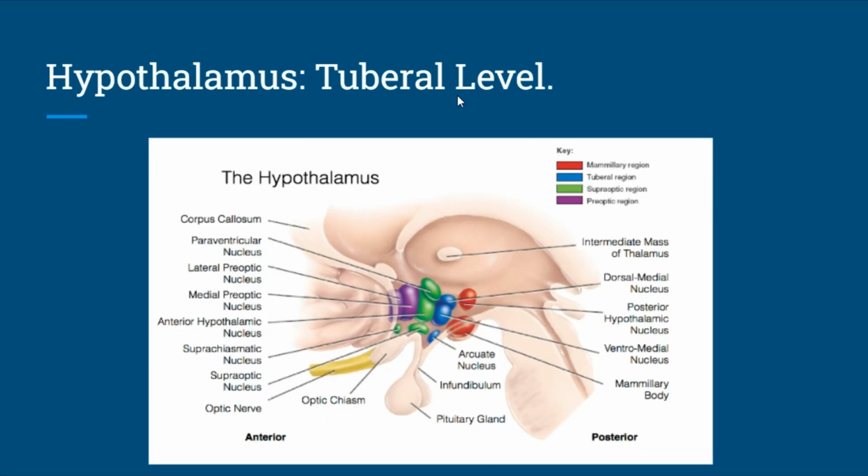So let's look at the tuberal level. So tuberal level is bluish in color. So we have the dorsomedial nucleus. Then we have the ventromedial nucleus and arcuate nucleus right there.